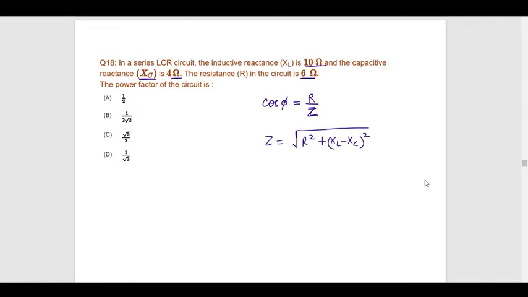We just need to figure out the value of Z and then put it here in the formula of cos phi. So the power factor finally, after doing all these calculations, will come out to be as follows: the value of Z will be 6 root 2 and the value of resistance is 6. So when you put the value of R as 6 and Z as 6 root 2, the value of power factor will be option D, that is 1 by root 2.